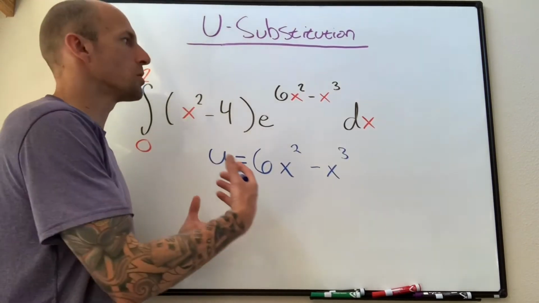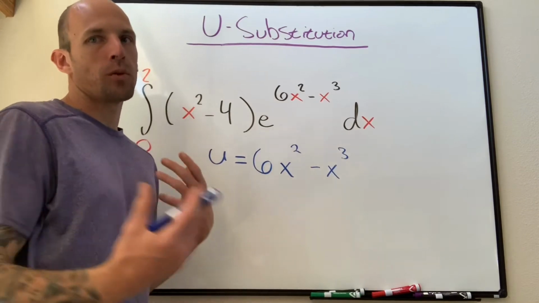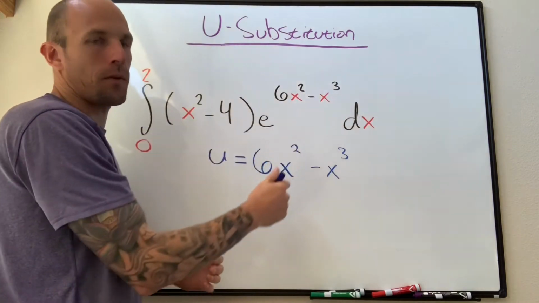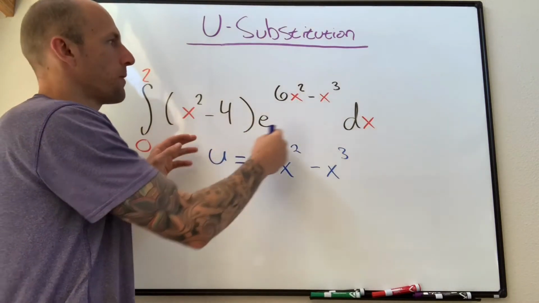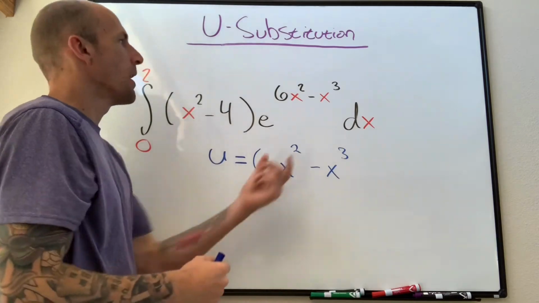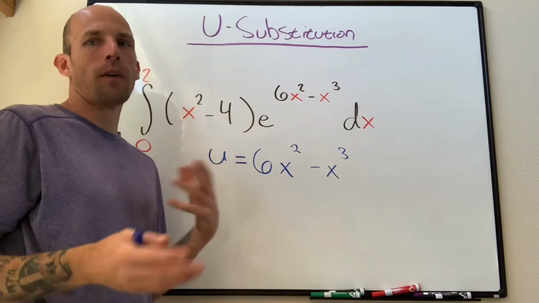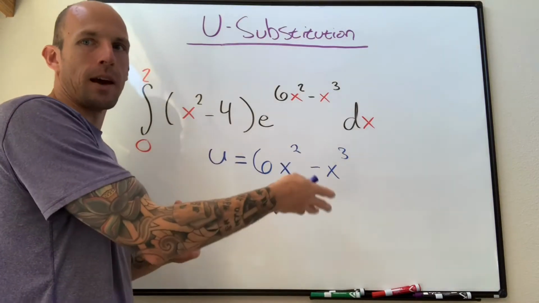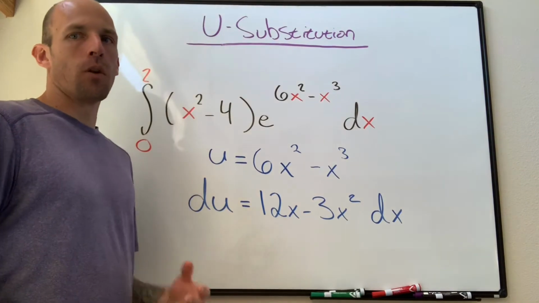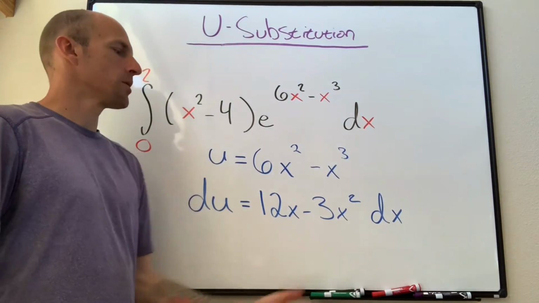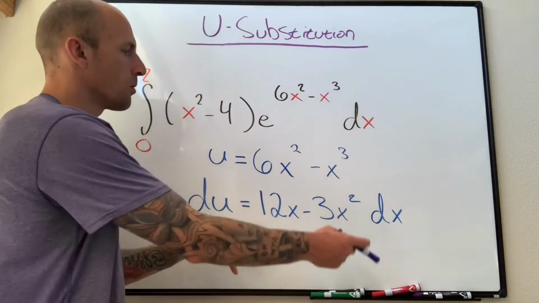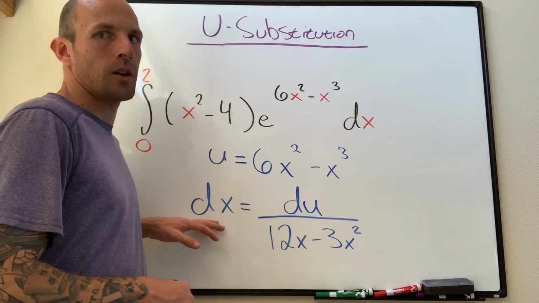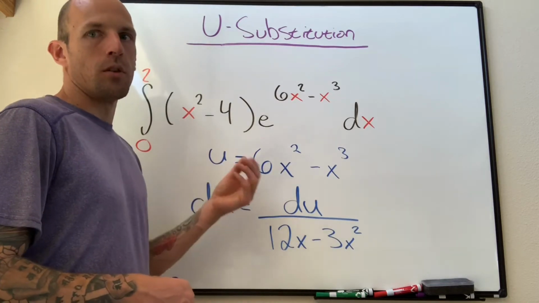Knowing how to choose what's going to equal u comes with experience. In general, if you've got an e to the power of some stuff and you're multiplying by some stuff, these are both power functions, it's a pretty good bet that your exponent is going to be the value that you should be using. So once you've got your value of u, differentiate with respect to x. The differentiation is very straightforward. Now solve for dx by treating it almost like it was a variable. We'll just divide both sides by 12x minus 3x squared. Now that we've got a value of dx and a value of u, we're ready to substitute and solve.